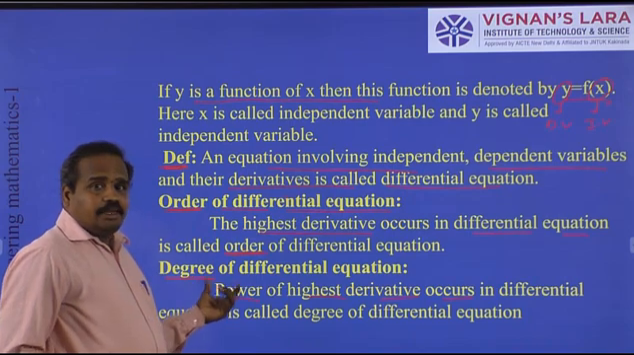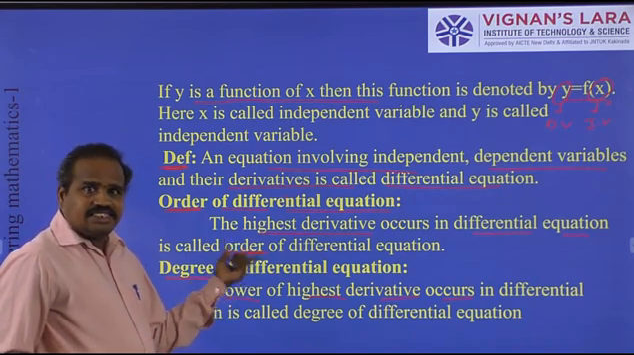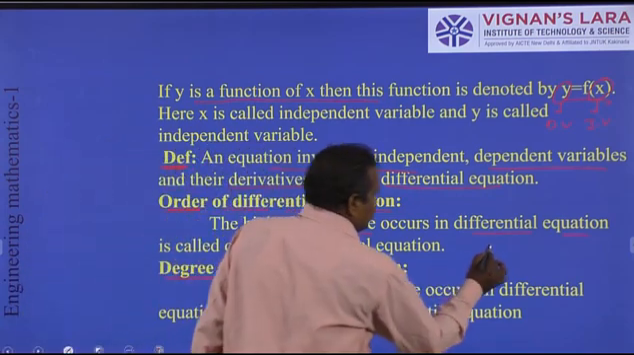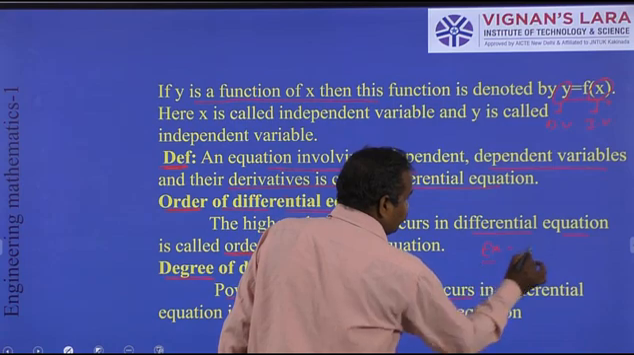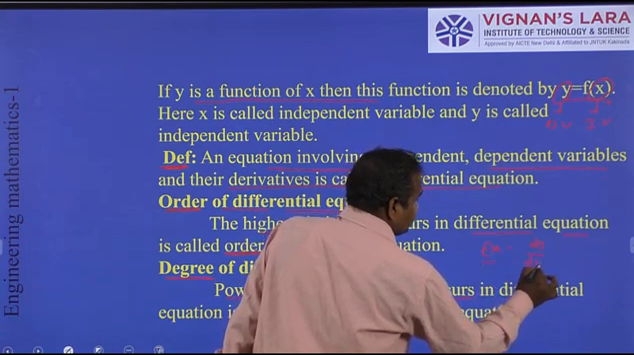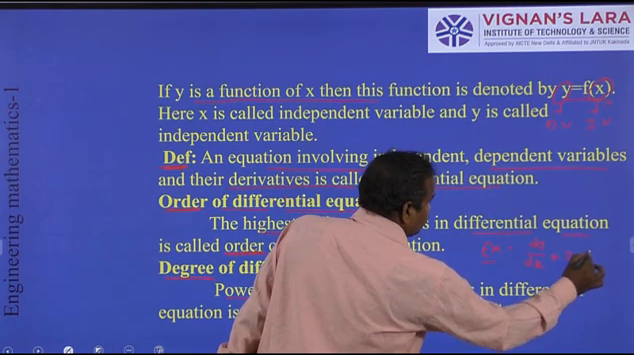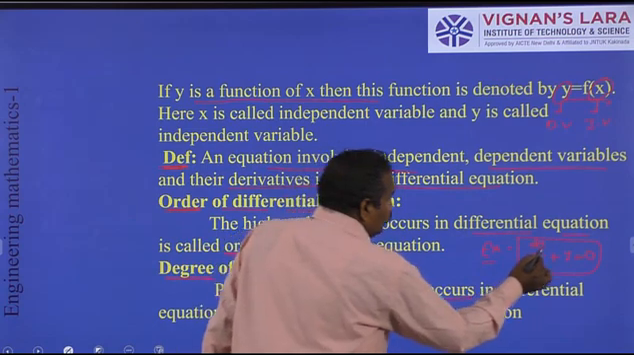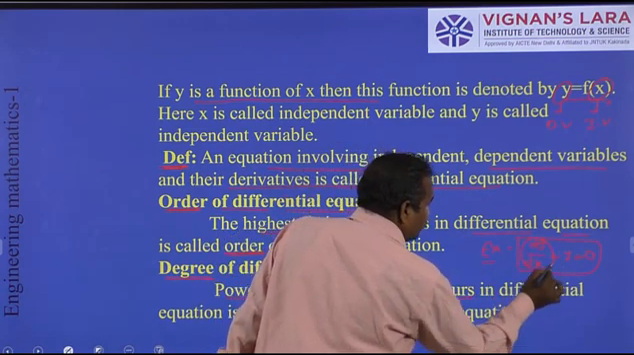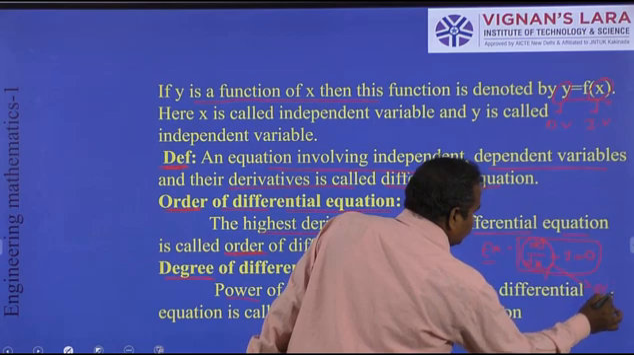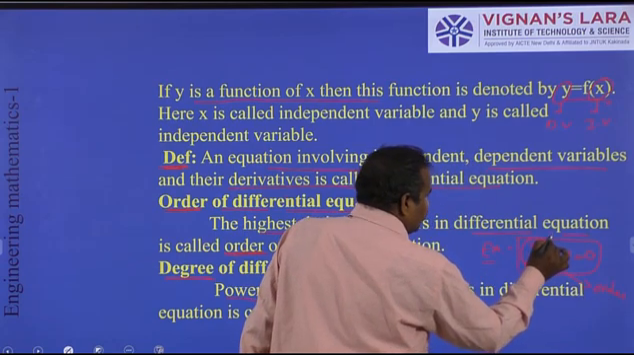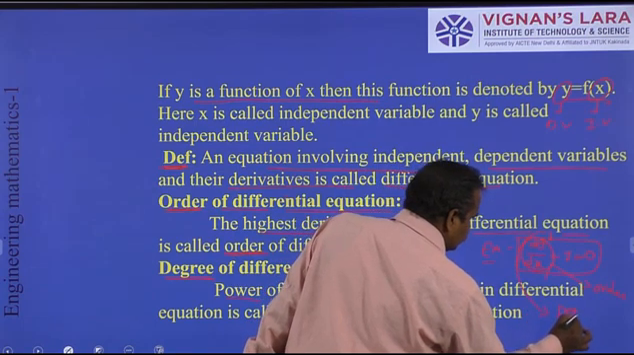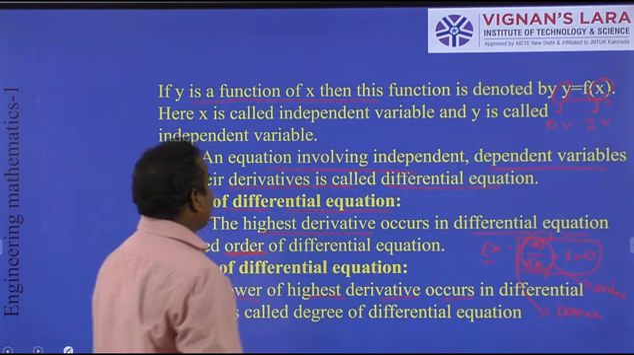Coming to the degree: degree means the power of the highest order derivative existing in the differential equation. For example, dy by dx plus y is equal to 0. Here you get only one derivative, the first order derivative, so the order is 1. What is the power of this derivative? 1. This 1 is the degree of the differential equation.